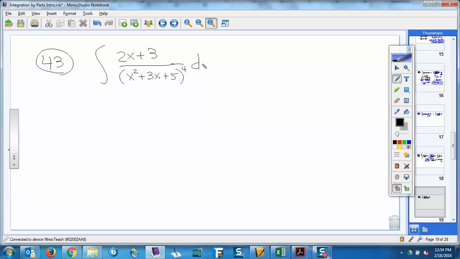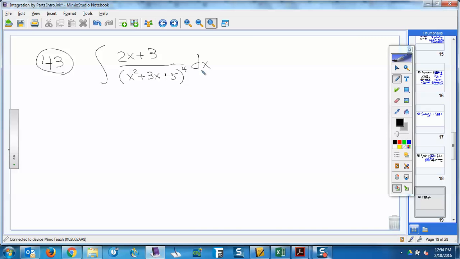So now again, you look at this and you think, oh, that looks a lot like the one we just did. We could split it up. We could have a 2x on top plus 3 on top. We don't want to do that, right? What do we want to do here? Let u be the inside of the bottom.